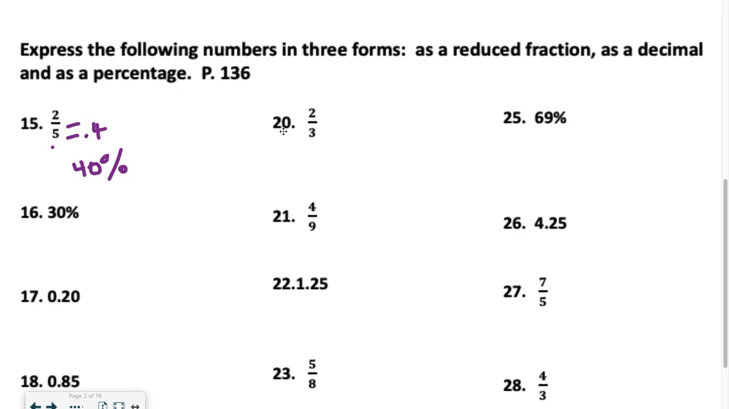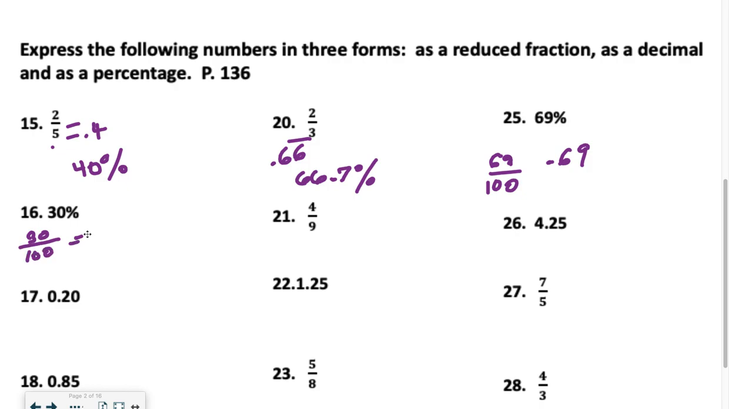I'm just going to work my way across. This is 0.66 with a bar on top. So this would be 66.6 or 7%. Again, moving 2 to the right. This would be 69 over 100 as a fraction and 0.69 as a decimal. This would be 30 over 100, which reduces to 3 over 10. So that's your reduced fraction. 0.3 as a decimal when you move 2 to the left.